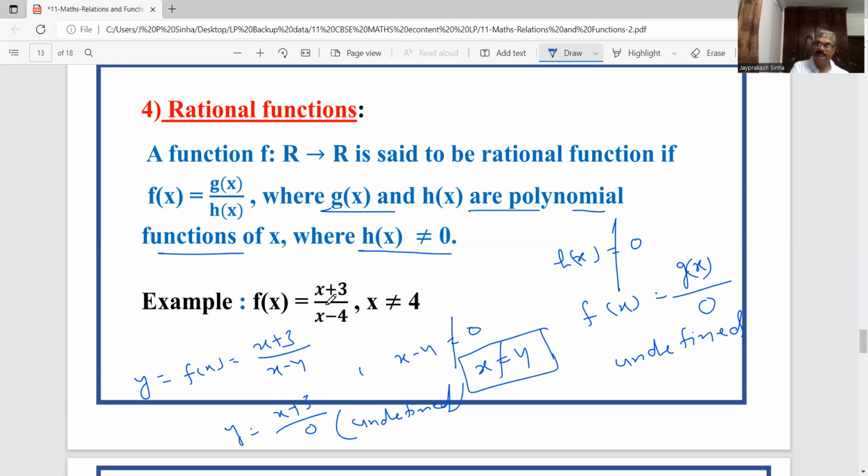So what will be the domain of this? Domain of this will be all the real number set except x is equal to 4. Domain will be all the real values of x except x is equal to 4. And what will be the y? Y will be the set of real numbers.